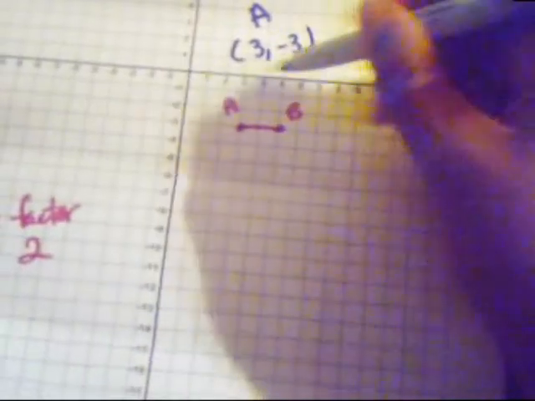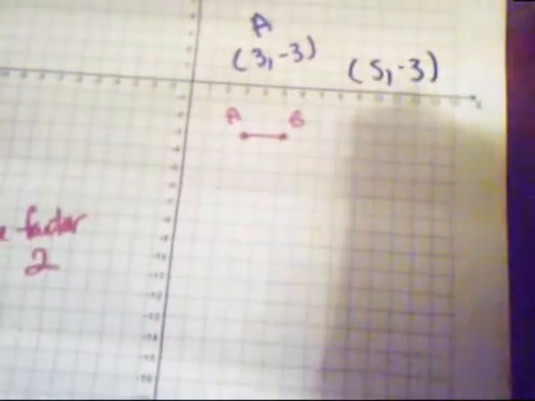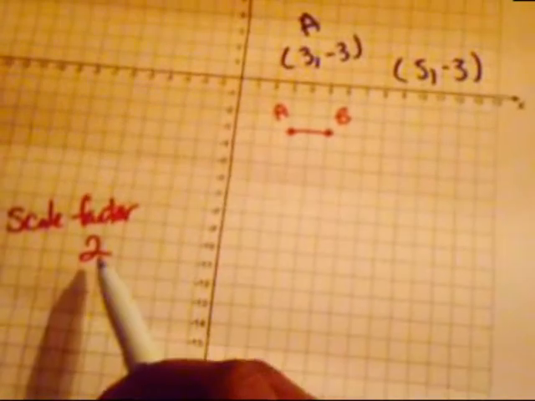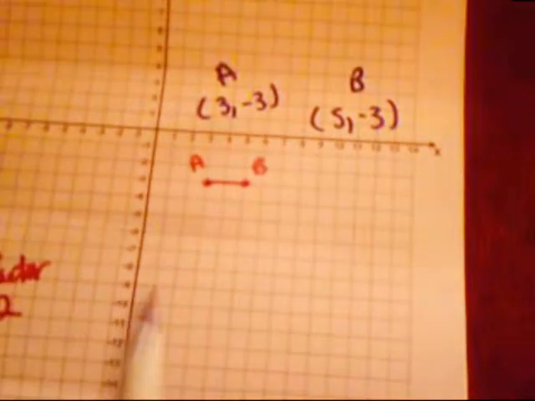So the coordinates for A is 3, and then you have to go down on the y-axis, -3. That's for A. And B is 5 and -3. I'm going to take my scale factor of 2, and we already know 2 is bigger than 1, so it's going to be an enlargement. And I'm going to multiply my scale factor by A and B to get A prime, B prime.